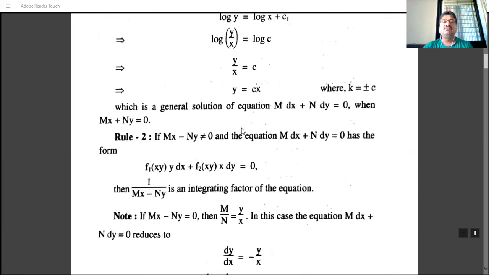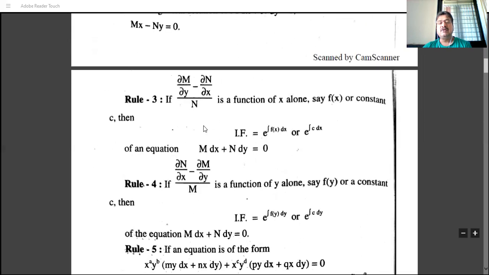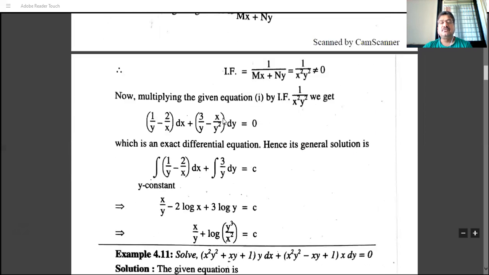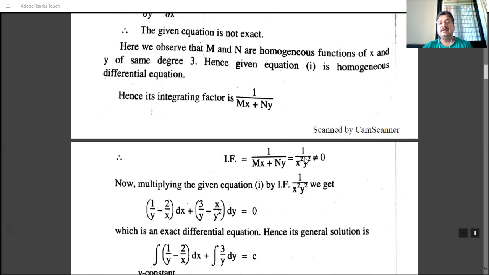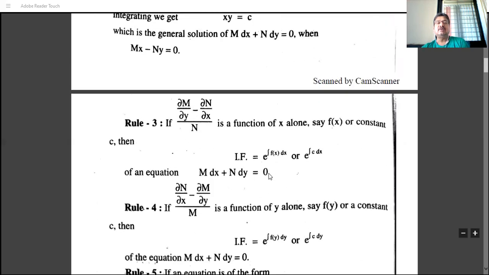And so we have to apply the first rule, that is mx plus ny. Now we have to find the value of mx plus ny. So find mx plus ny: m into x plus n into y. Multiply m with x and n with y, and add, and we have the answer x²y², that is x square into y square, and it is not equal to 0.